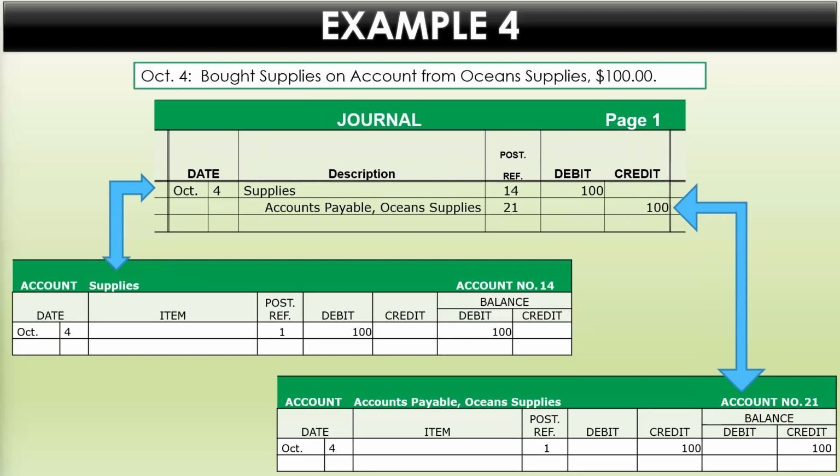Same thing in the accounts payable ledger. When we post to that ledger, the first thing we're going to do is enter the date, the amount, which is a credit in the amount of 100. And then we extend the balance, $100 credit. Post reference there is a 1 because that's the journal page number. We are working from journal page number 1. We go back to the journal and we enter the number 21 because that's the account number of accounts payable.